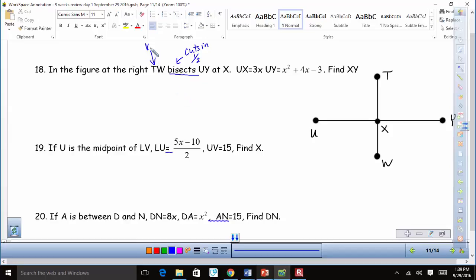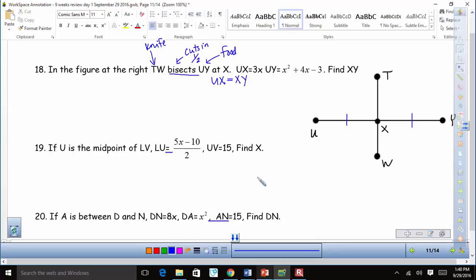TW is my knife, and UY is what is being cut in half. I'm going to say it's my food. So we're going to split our food. TW is taking UY and cutting it into 2 equal parts. So I'm going to label that as equal, and I'm also going to put up here UX equals XY, just so I don't forget.